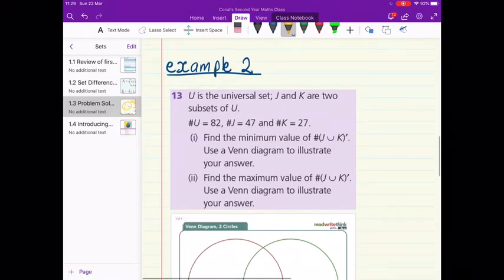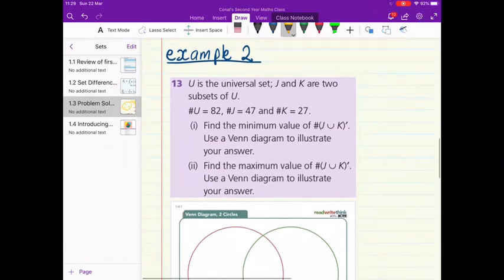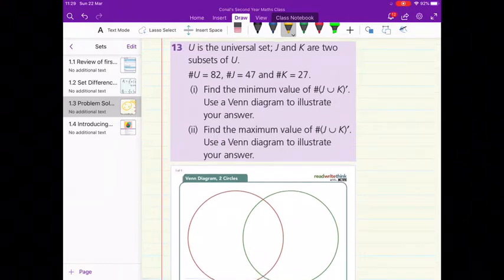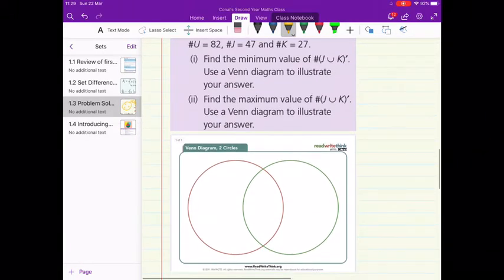Okay, that's our first example. Now for our second example. U is the universal set. J and K are two subsets of the universal set. The cardinal number of the universe is 82, so U is 82. J is 47, so I'm going to put J there and a 47. And K is 27, so I'm going to put K there and a 27 there.